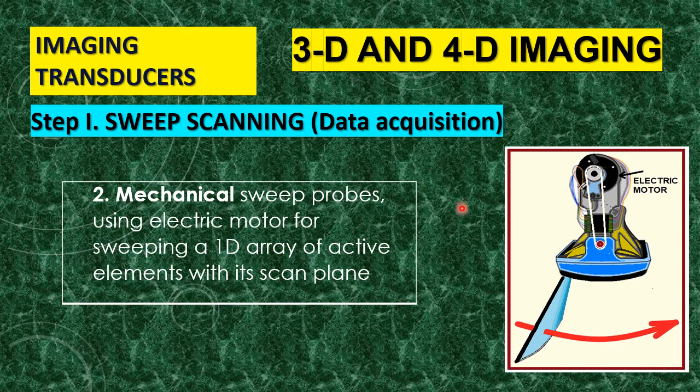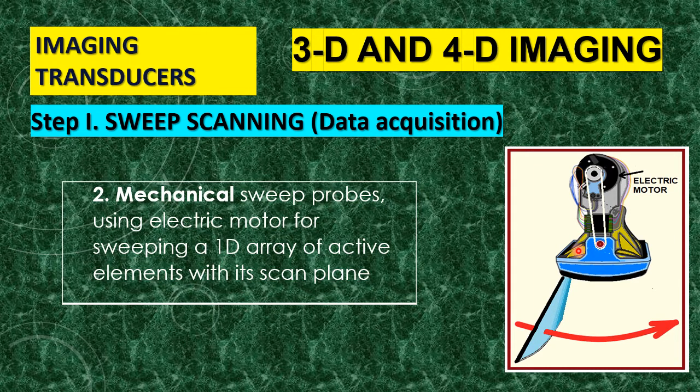So the second way of sweeping is the mechanical. Mechanical sweeping here is using an electric motor. So this is an example of the 3D imaging probe using mechanical sweeping. What is this? There's an electric motor here, and this electric motor is using some sort of belt. This belt will transmit the movement to a lever inside here.